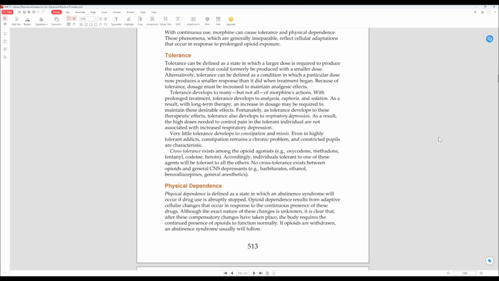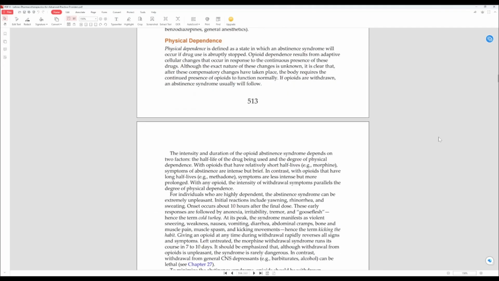Cross-tolerance exists among the opioid agonists, so your oxycodone, methadone, fentanyl, codeine, and heroin. Accordingly, individuals tolerant to one of these agents will be tolerant to all the others. No cross-tolerance exists between opioids and general CNS depressants, such as your barbiturates, ethanol, benzodiazepines, and general anesthetics.